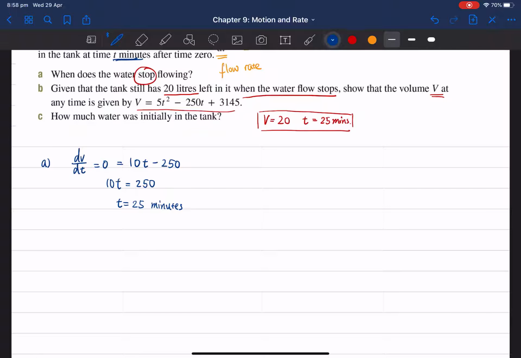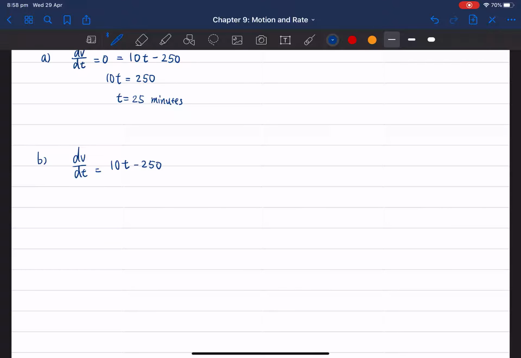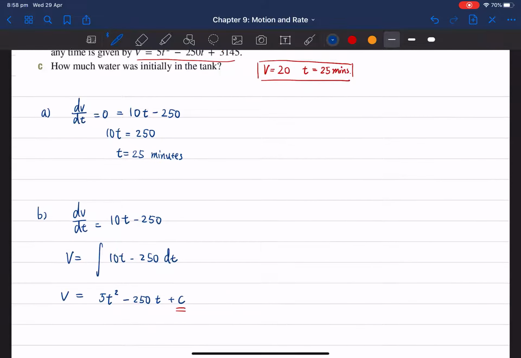Okay, so let's do question part B. dv over dt is equal to 10t minus 250. So what we need to do now is just integrate. So V is equal to the integral of 10t minus 250 dt. It's pretty easy integration that we can do very quickly: 5t squared minus 250t plus c. And that's the volume. Now what we need to do is work out the value of c, using the given information we have.